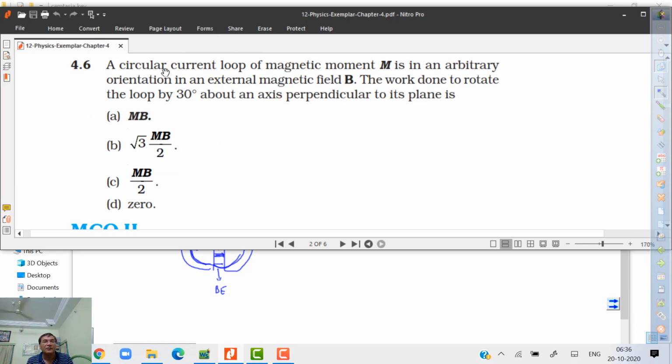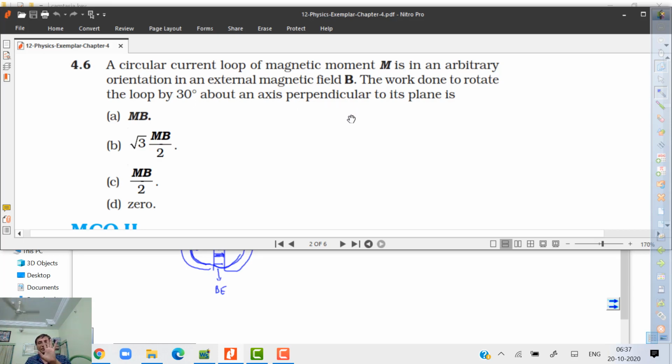One more question. A circular current loop of magnetic moment M is in an arbitrary orientation in an external magnetic field B. The work done to rotate the loop by 30 degree about an axis perpendicular to its plane. Circular current loop with magnetic moment M, arbitrarily placed, and 30 degree rotate. How it is rotated, that is more important. So it is rotated about an axis perpendicular to the plane.